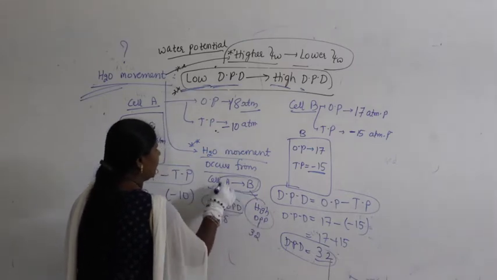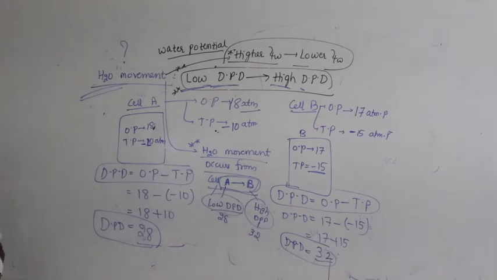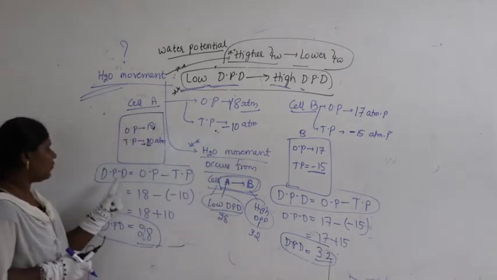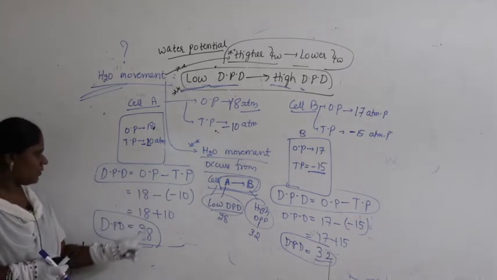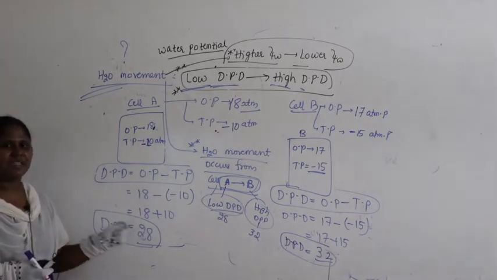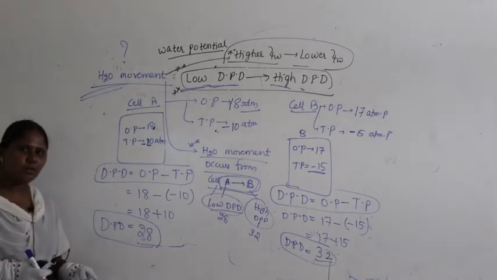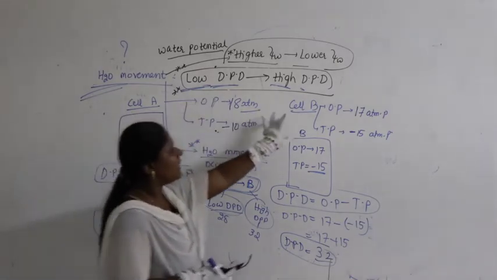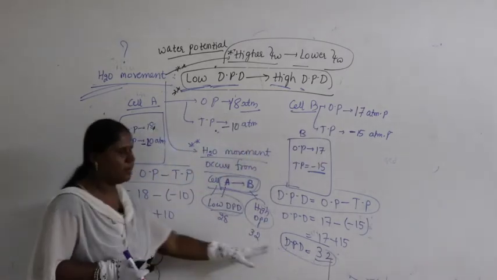So the movement happens from A to B. I hope you got it, right? Similarly, let them give some number of cells, cell A, cell B and cell C, but you have to apply the formula DPD is equal to OP minus TP, and this is a formula you need to apply. For example, if they have given the values for a placid cell, then what is the formula you have to apply? Suppose in the question he has given cell A, these are the values, cell B, these are the values, then directly you can find out values DPD.